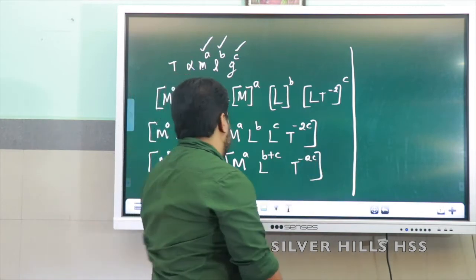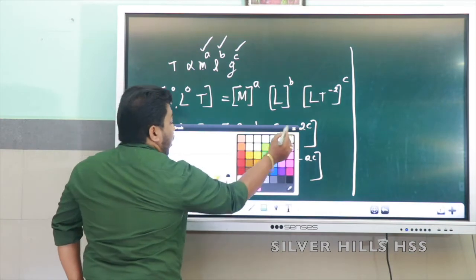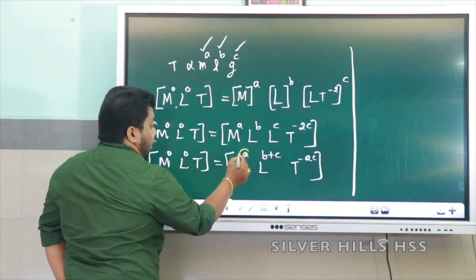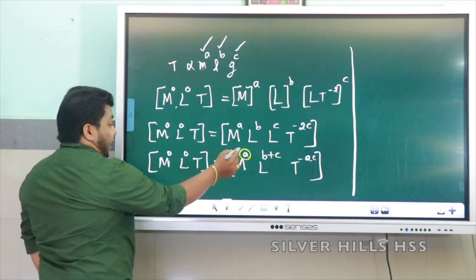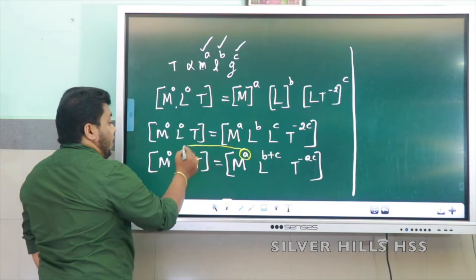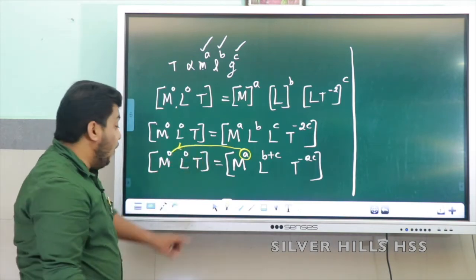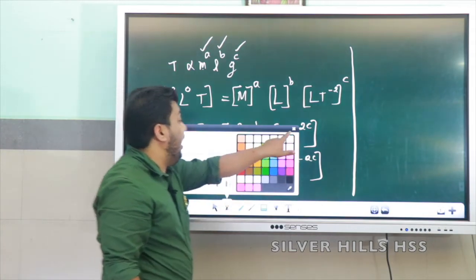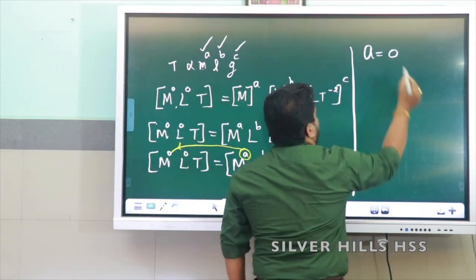It's very easy. On the left side, the power of mass is a. On the right side, the power of mass is 0. So I can write a is equal to 0.